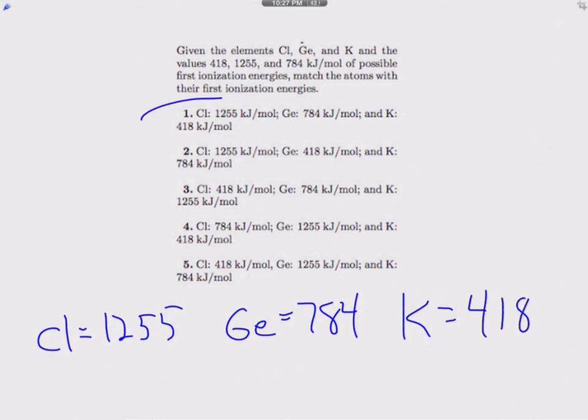So when we do that, we end up with this combination here. Chlorine is the highest because it's higher up and farther to the right. Germanium is higher than potassium because it's farther to the right. And then potassium is the lowest because it's on the left.